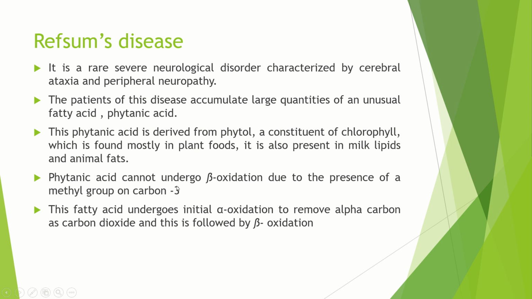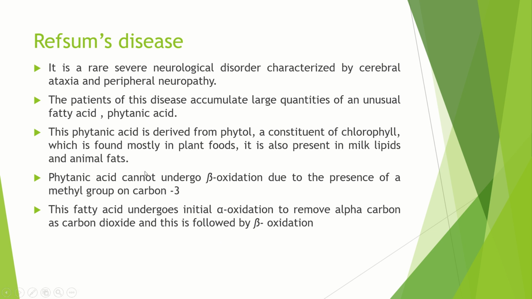This phytanic acid cannot undergo beta oxidation due to the presence of a methyl group on carbon 3, and this fatty acid undergoes initial alpha oxidation to remove the alpha carbon as carbon dioxide, and that is going to be followed by the beta oxidation.